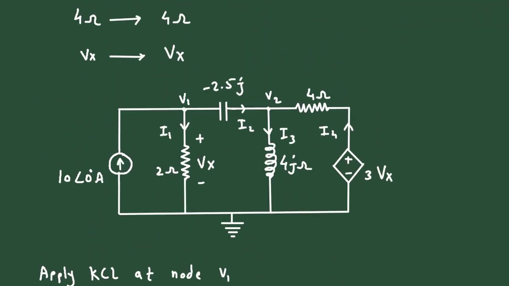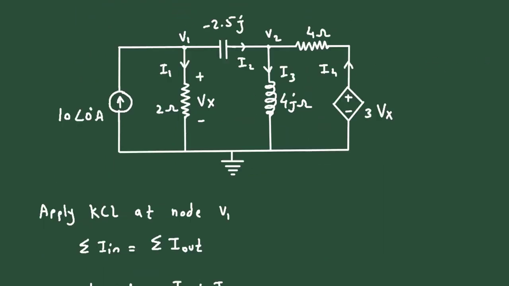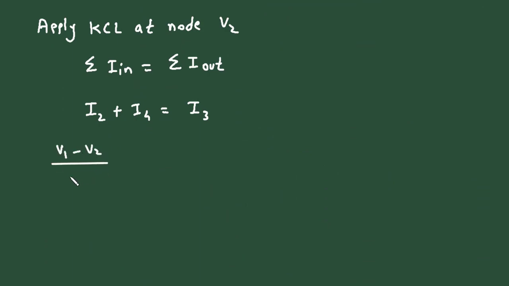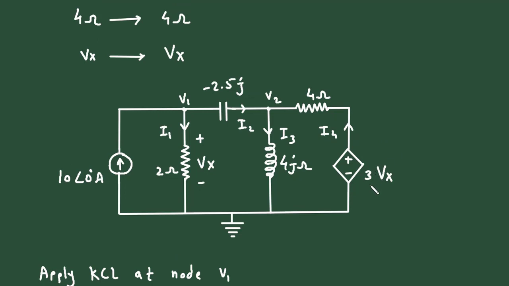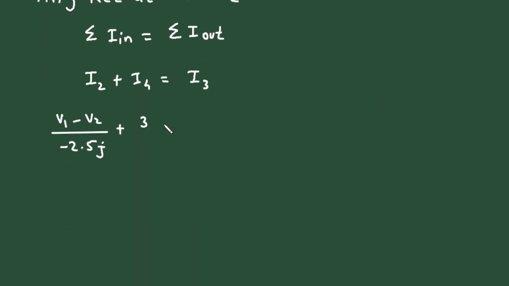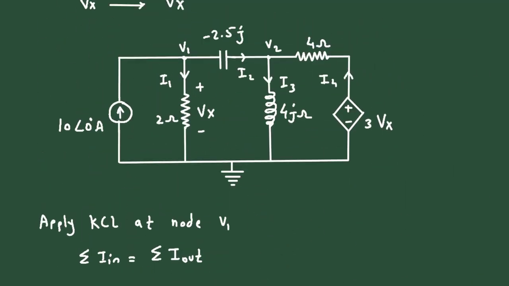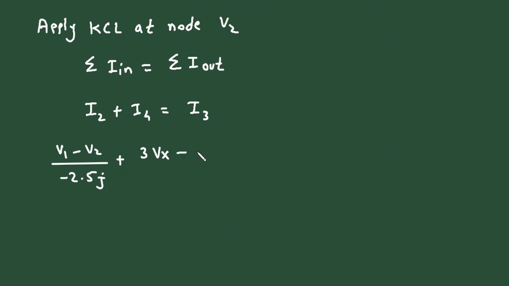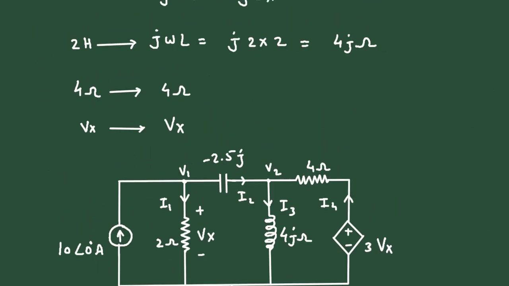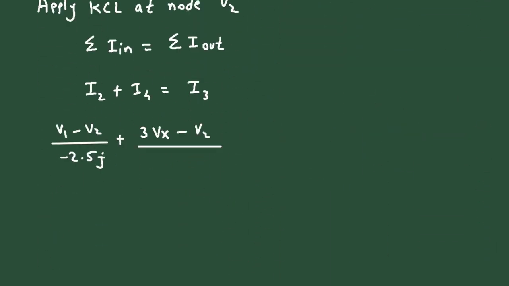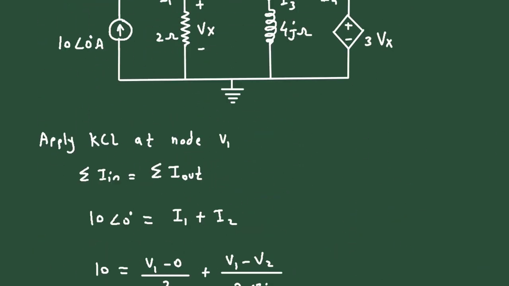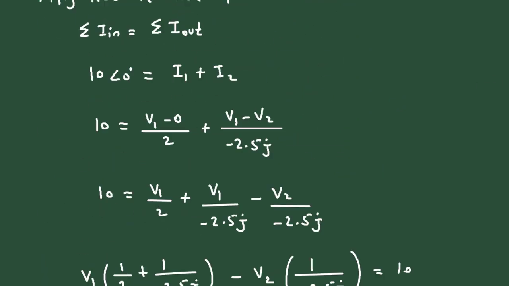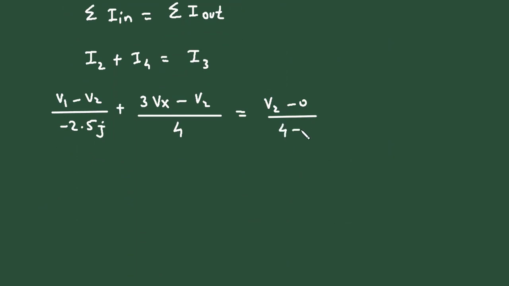Now we will write this in voltage form. So I2 will be equal to (V1 minus V2) divided by minus 2.5J, then plus I4. This I4 will be this node voltage, that is 3Vx minus V2, divided by the resistance value, which is 4 ohm, is equal to I3 value. Now I3 is (V2 minus 0) divided by 4J.